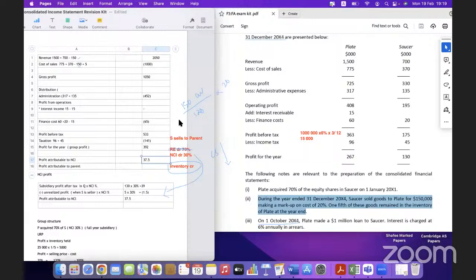Exactly. So now, guys, from 37.5, when you subtract the group profit part over there, 392 minus 37.5, the answer is 354.5. That's your answer. Yeah, that's your group profit. Oh, sorry, parent profit. Right.